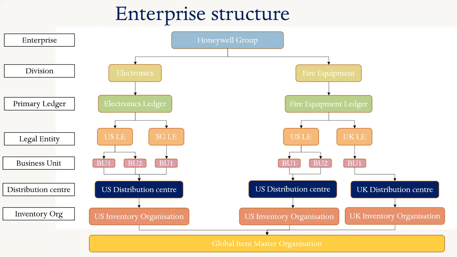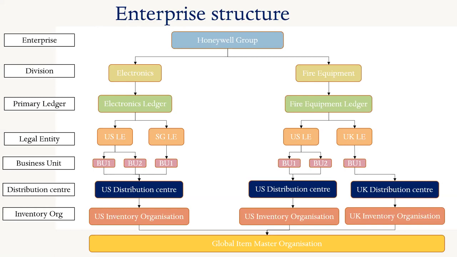But in the Fusion application, I cannot create multiple enterprises. The enterprise is always one. So when the company or the client wants to have different offices configured, how do we do it? This is where the legislative data group comes in. So we have the legislative data group and we have the legal entity.